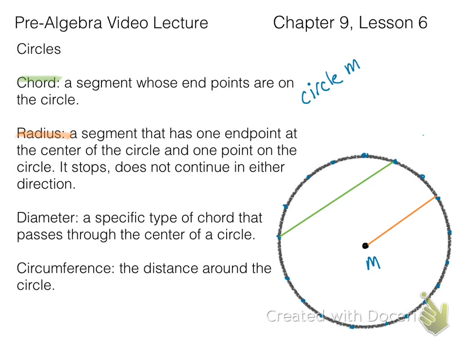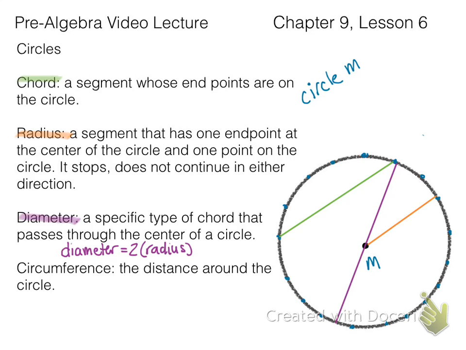A diameter is a specific type of chord, like the last one I showed you, that passes through the center of the circle and goes through to the edge of the circle. So right there, that purple line. All right? And then the circumference is the distance around the circle.